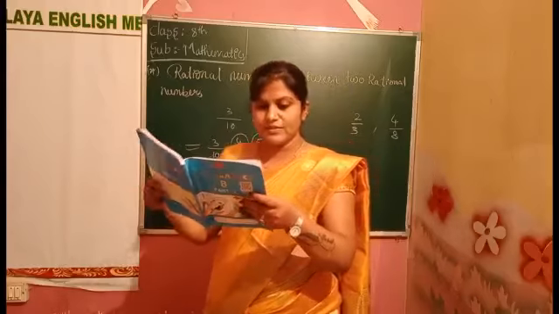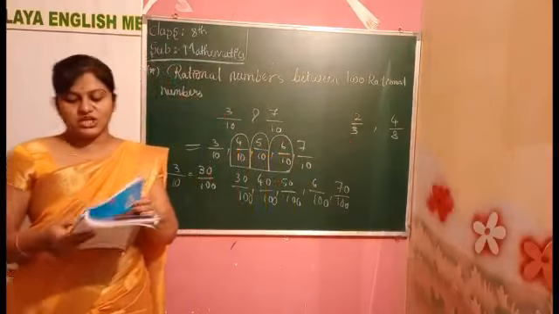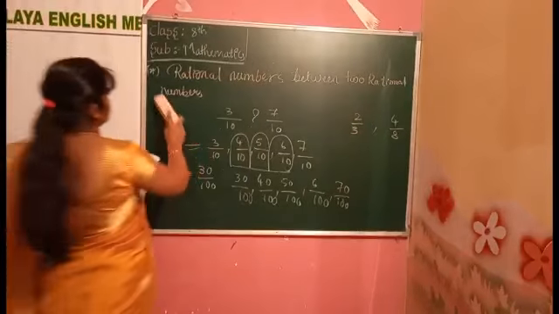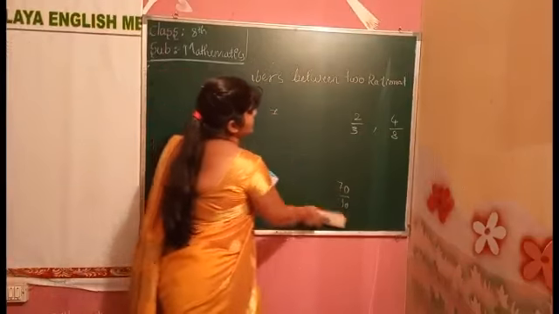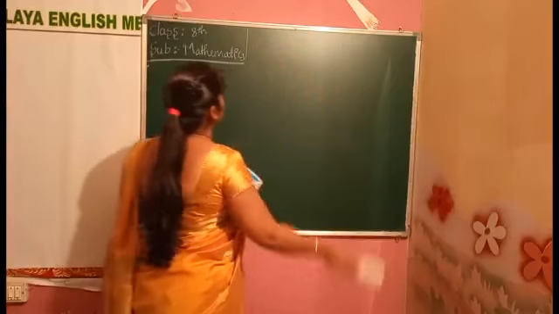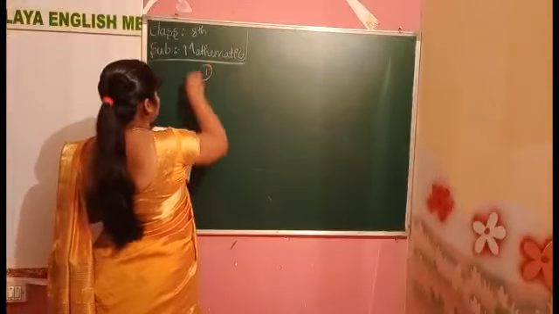Okay, Example 6, page number 30, children. All of you open page number 30. In that we have some problems solved in your textbook. We'll solve them once again with explanation. Then you can easily understand that. After that we'll move on to our exercise. Okay, the first problem.